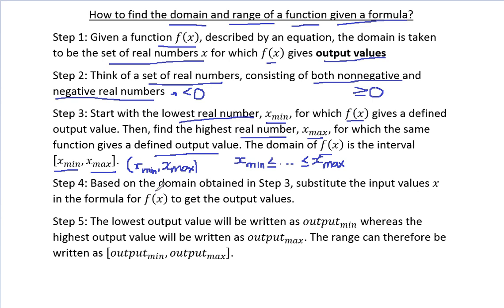Based on the domain that we obtain in step 3, we can substitute the input value of x, as long as x falls between the range of these values, to get the output values. The lowest output value will be written as output min, whereas the highest output value will be written as output max. The range can therefore be written as this. So let's do an example to understand more.